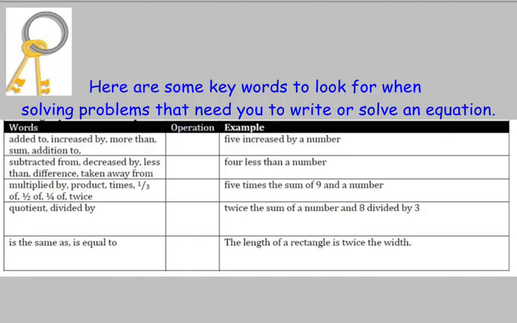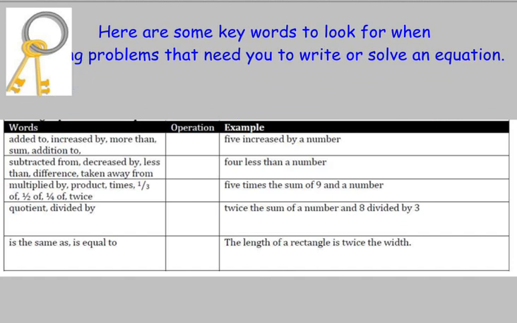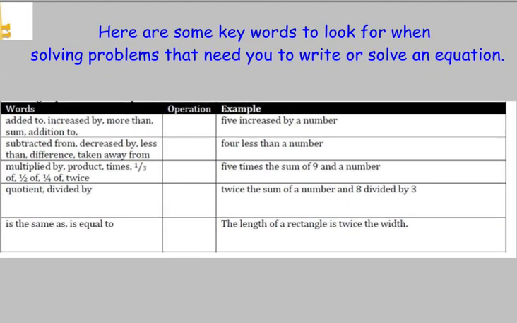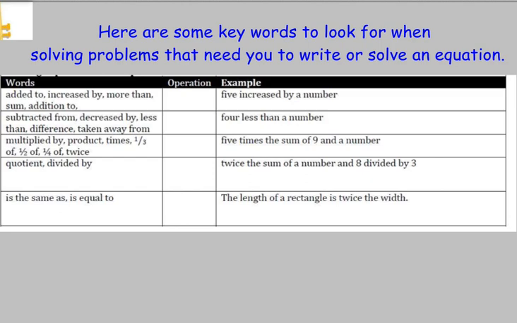Let's go back one. Okay, writing some expressions here. Some key terms. You guys have done this before. Should be pretty easy for you. The first one talks about adding: increased by, more than, sum. This is all addition. So when they say 5 increased by a number, we don't know what the number is, so that's our variable. It'd be 5 plus a number. You're adding that number to 5.